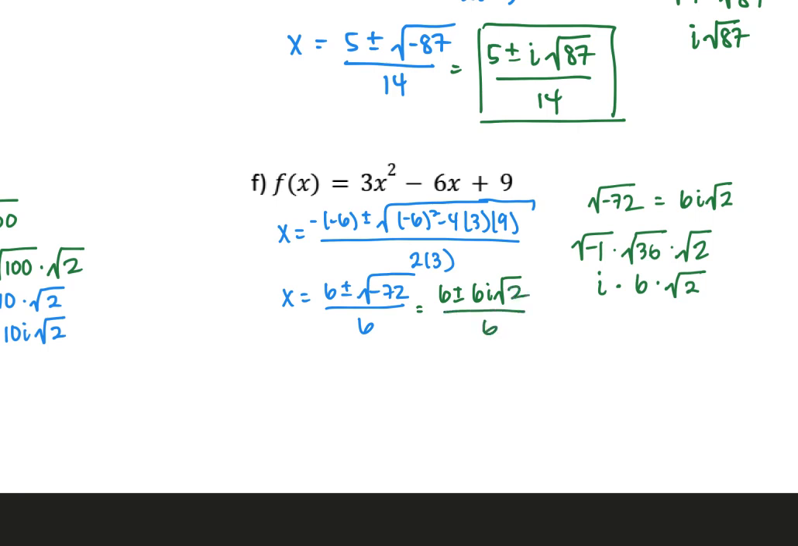Now to see if we can simplify more, we look at these numbers on the outside. They're all 6, which means we can divide them all by 6. 6 divided by 6 is 1. 6 divided by 6 is 1, so that's just 1I, or I. And the denominator 6 divided by 6 is 1, but it's unnecessary to divide by 1 since it's just the same thing. So here I have my two solutions, 1 plus or minus I times the square root of 2.